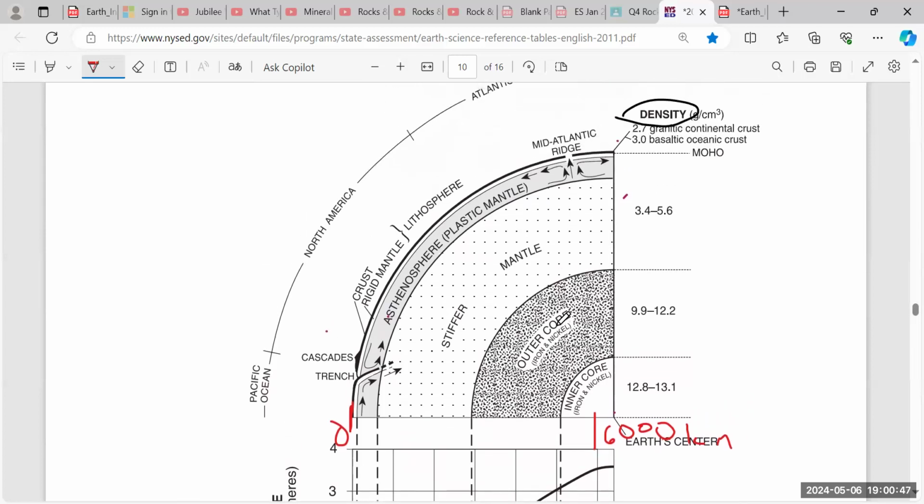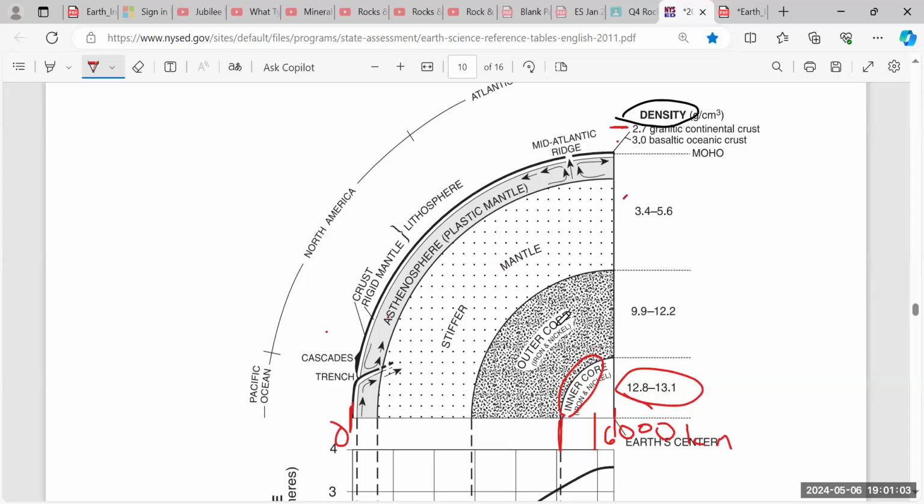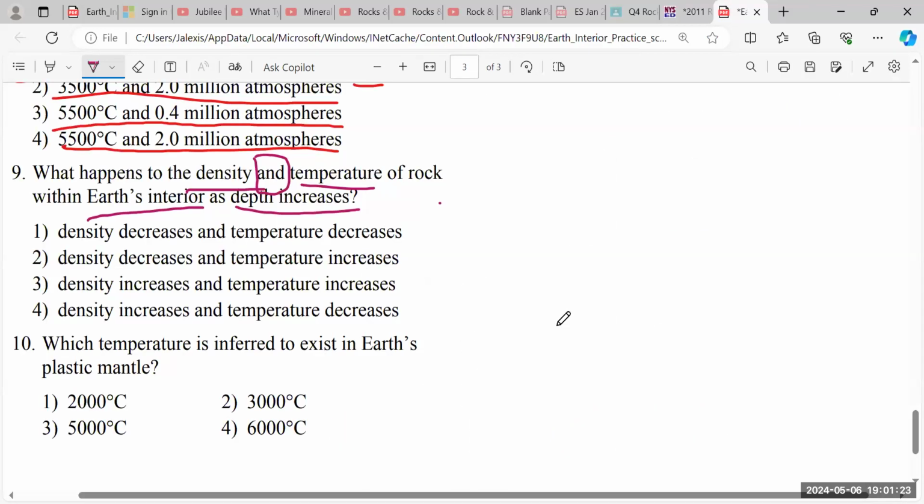Well, as I'm looking at the very beginning, we started off with 2.7. And when I'm in the inner core right here, look at the density range, 12.8 to 13.1. So the fact that I started at 2.7 and the numbers increase as I get deeper, deep in the Earth's center, that means that density also increases. What that leaves me with, everybody, is choice number 3.